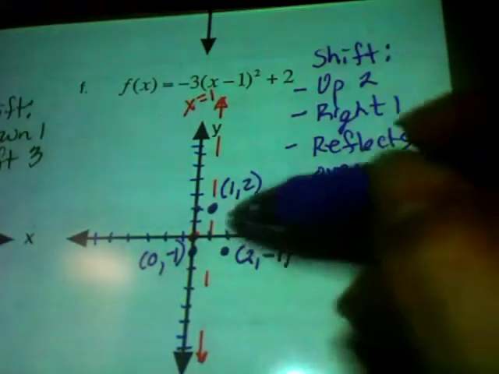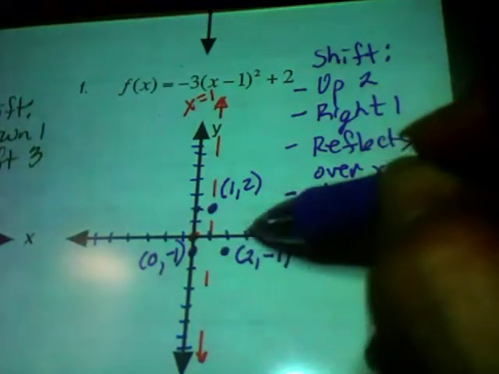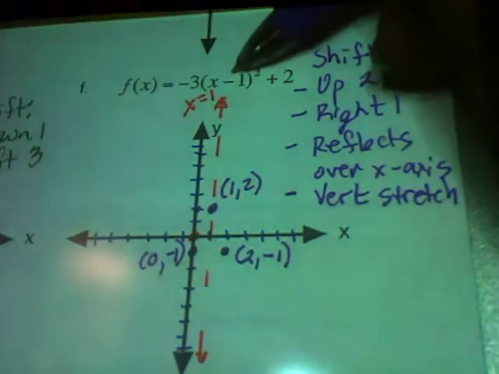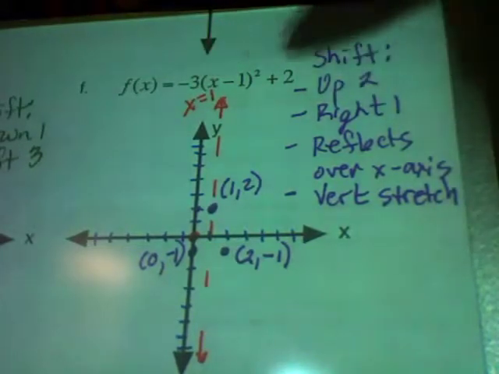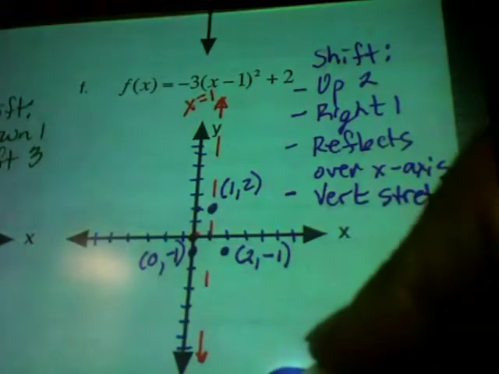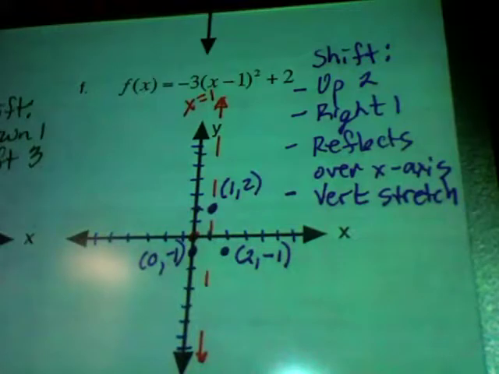And I want to choose one more just to show you that it's getting close to our axis of symmetry. So let's choose 2 to the right. So that's 1, 2, 3. What's 3 minus 1? 2 squared. 4 times negative 3. Negative 12 plus 2. Negative 10. So it's going to be way down here, won't it? Do I have room on my graph to plot that?